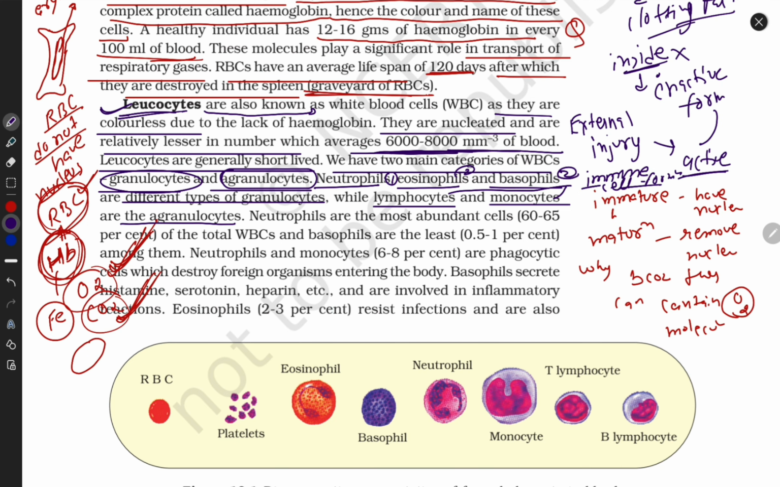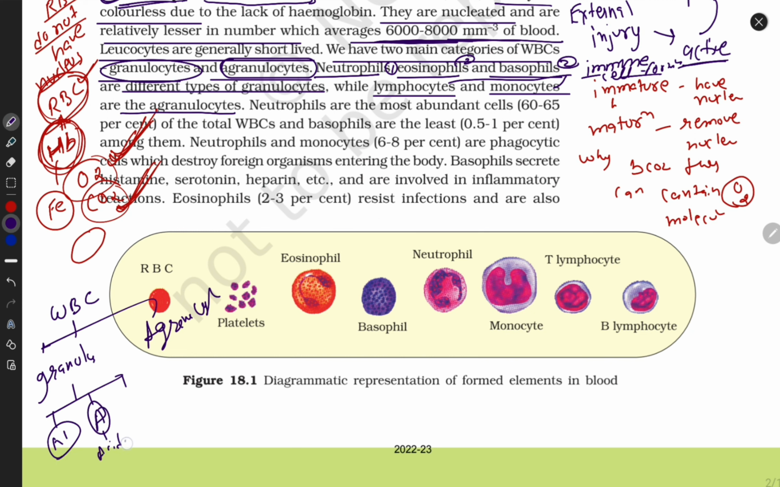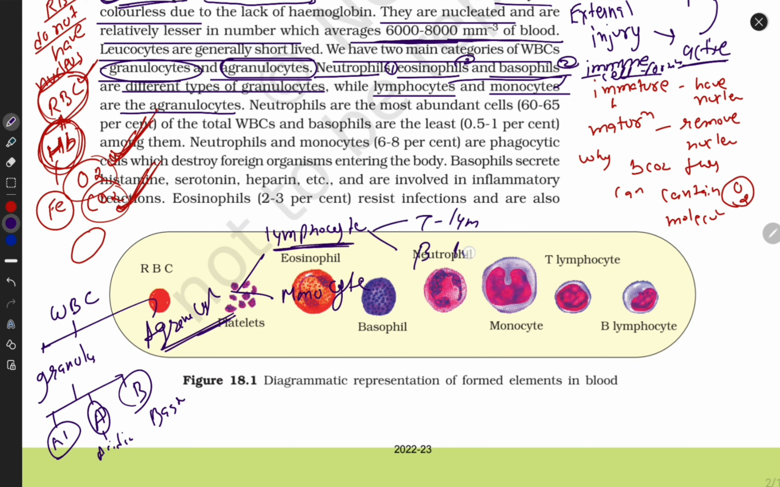They are agranulocytes. It means WBC is divided into two parts: granulocyte and agranulocyte. Granulocytes are further divided into neutrophils, which are neutral, acidophils, which are acidic in nature, and basophils, which are basic in nature. And agranulocytes are divided into two parts: lymphocyte and monocyte. Lymphocytes are further divided into two parts, T lymphocyte and B lymphocyte.